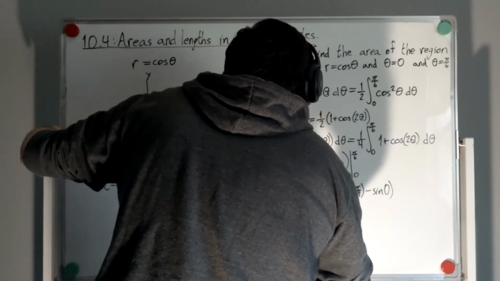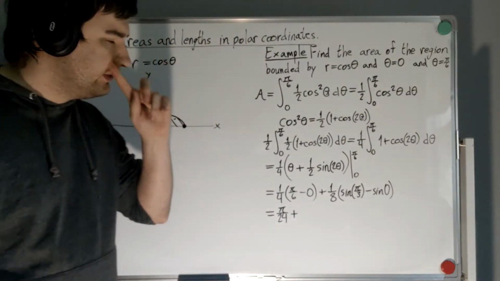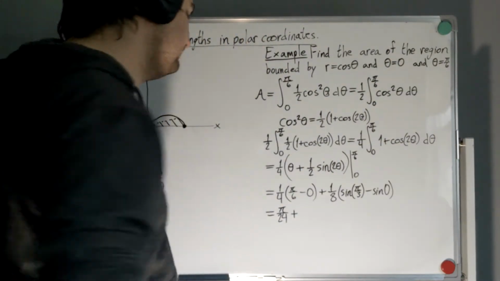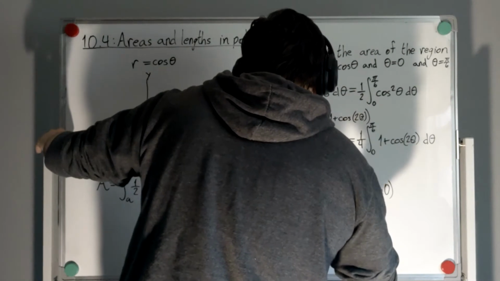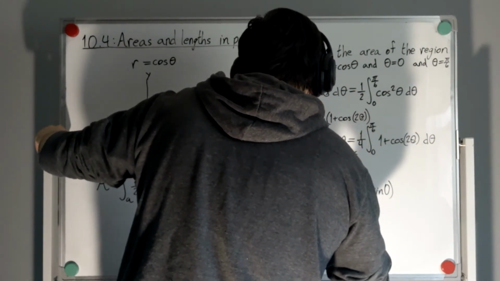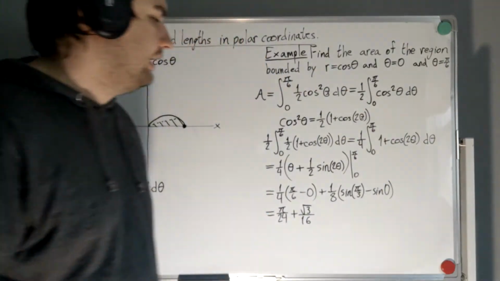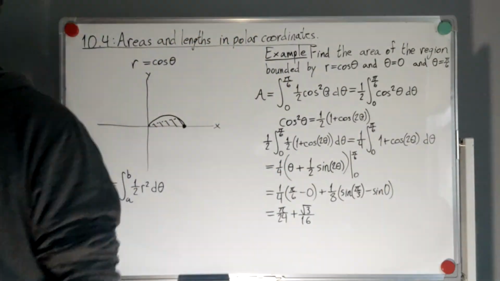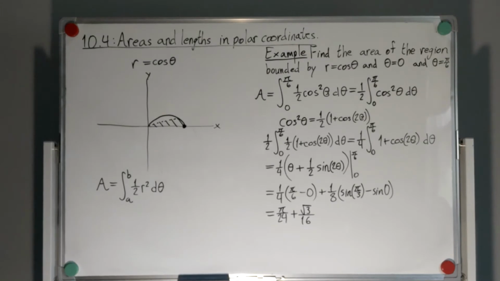And then the sine of pi over 3 is root 3 over 2. So this is just root 3 over 2 times 1 over 8. So that's root 3 over 16. And sine of 0 is just 0. So that's it. That's our area.